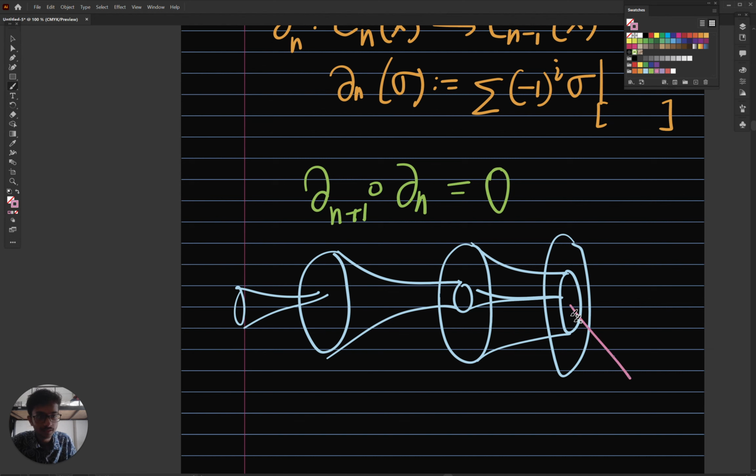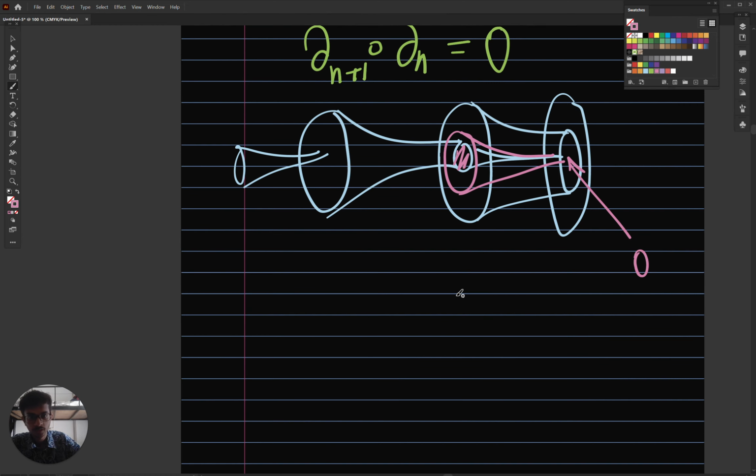So this guy is 0. This guy is like the image of this map. And now we're asking the question, what is the kernel? So some elements outside the thing also are mapping to 0. So there's this kernel of delta n+1. This is C_{n+1}. This is C_n. This is C_{n-1}.